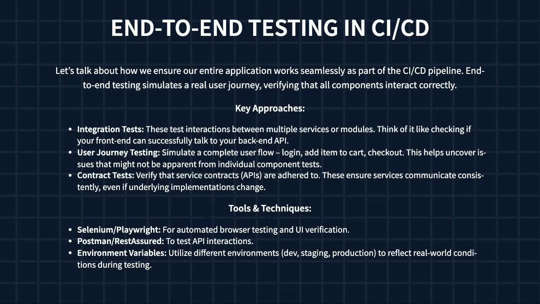That's where end-to-end testing comes in. It's like taking a full trip through your app as a user would. We often use integration tests to verify that different parts of our system are talking to each other correctly, and then we build out complete user journeys, simulating a real interaction from start to finish. Contract tests can also be helpful for ensuring consistency between services. Tools like Selenium or Playwright are great for automating browser testing, while Postman is useful for verifying API interactions. Remember to use different environments in your tests to make sure everything behaves as expected.